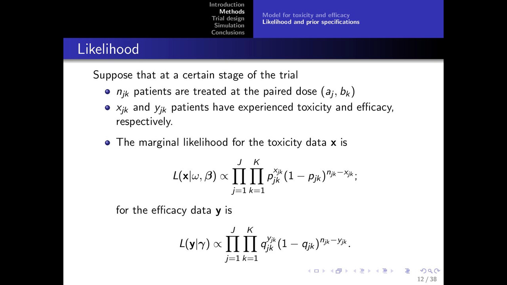Okay, page 12. Here shows the likelihood of the data under our model. We use NJK to denote the number of patients treated at the paired dose AJBK, and XJK and YJK to denote the number of patients who have experienced toxicity and efficacy. The marginal likelihood for the toxicity is just a simple binomial likelihood. Similarly, the efficacy data follows a simple binomial likelihood.